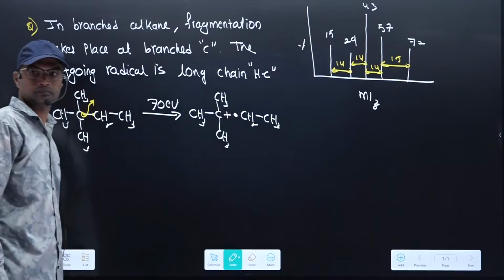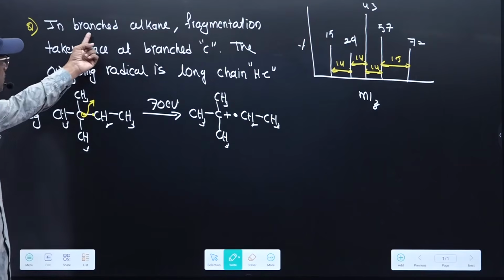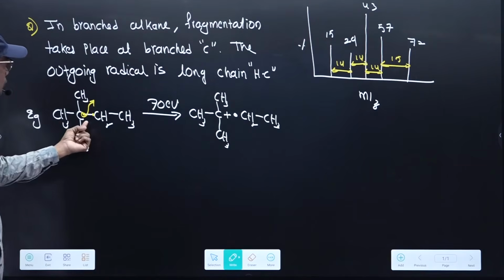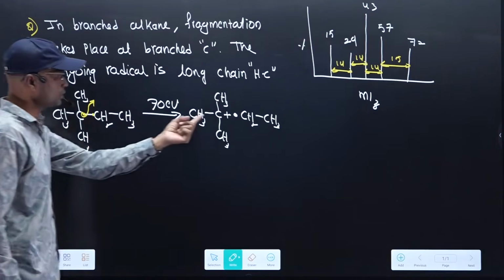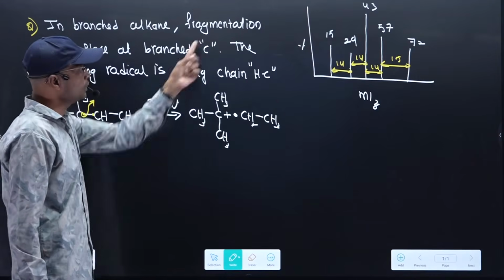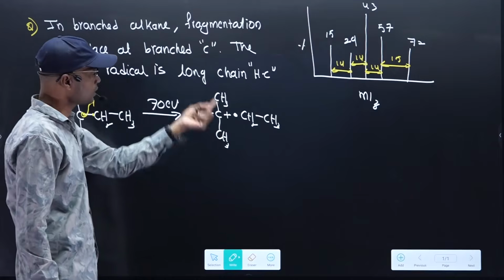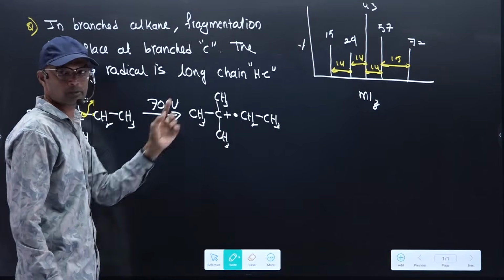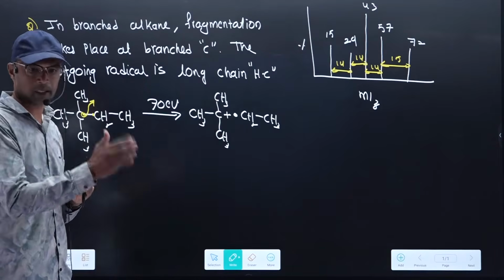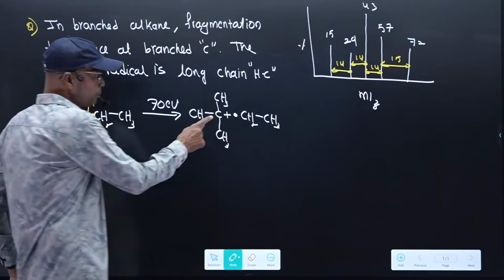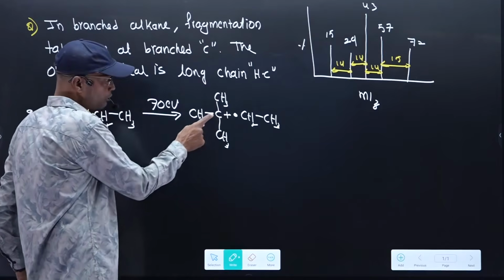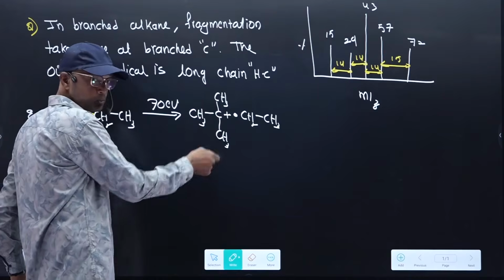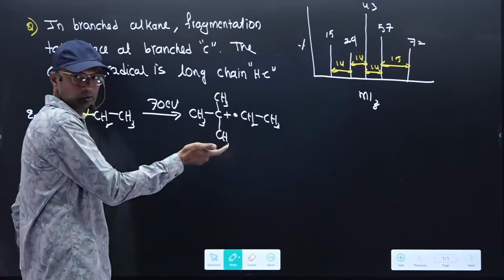Clear? See, what is the statement? In a branched alkane, fragmentation. This is called fragmentation. Here I want to make a fragmentation. Fragmentation takes place at the branched carbon. Over here only fragmentation is possible. What is the meaning of fragmentation? Breaking. Breaking is possible over here. So you may ask one more question: sir, why not above, why not the left side, why not below? Everywhere a branch is there, or not?